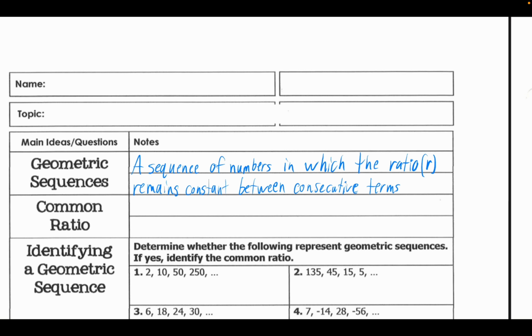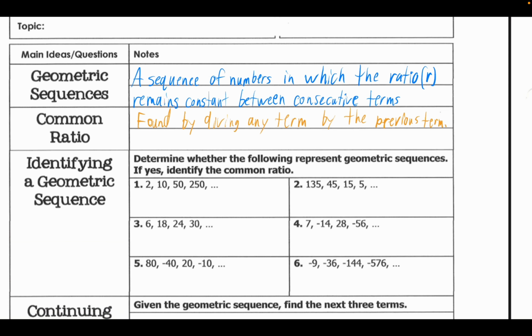This common ratio I'm referring to is found by dividing any term by the previous term. So here on 1 through 6, we're supposed to determine, is this a geometric sequence, and if so, what is the ratio?